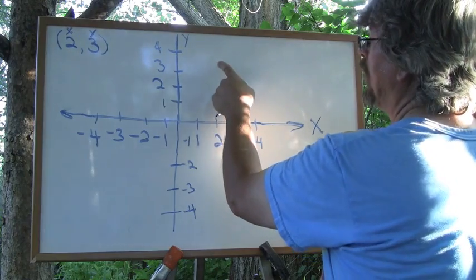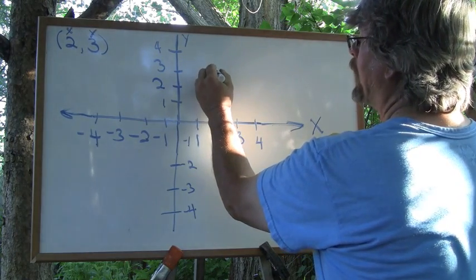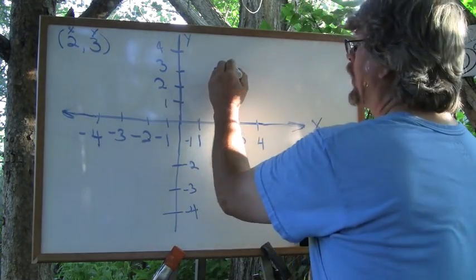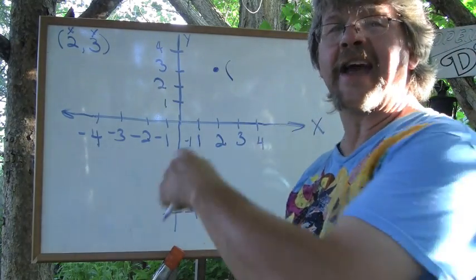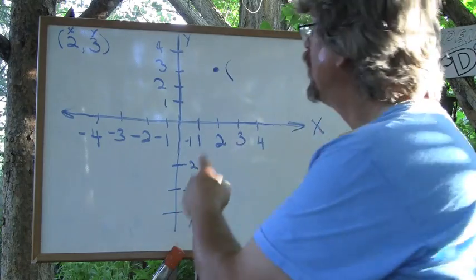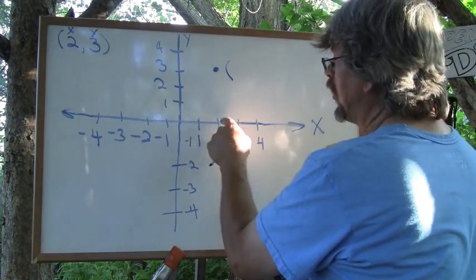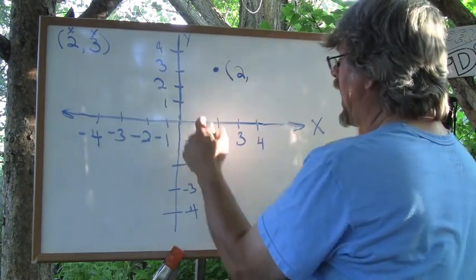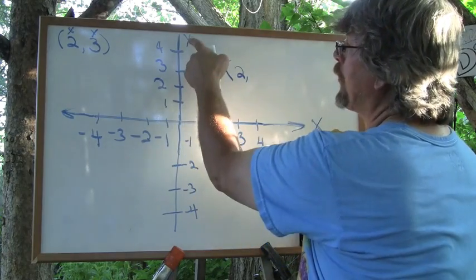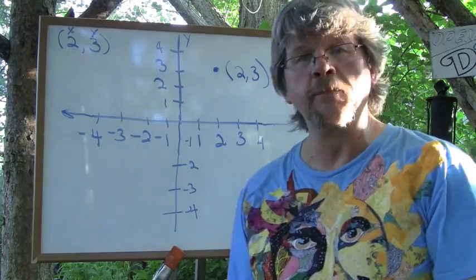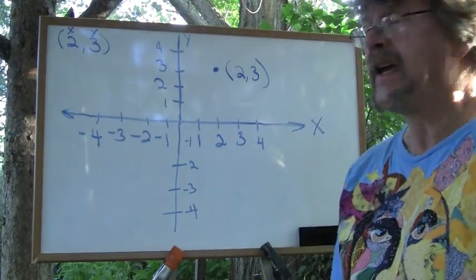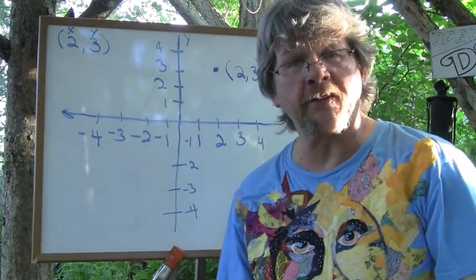1, 2, 3, and we plot our point. We always identify our points using the x number first, which is 2, 2 over on x, and 3, 3 up on y, so that point we call 2 and 3. And that's how we graph in this particular coordinate system.